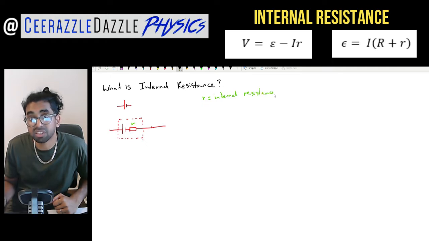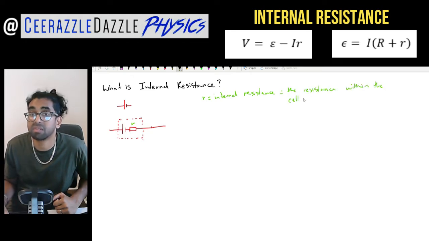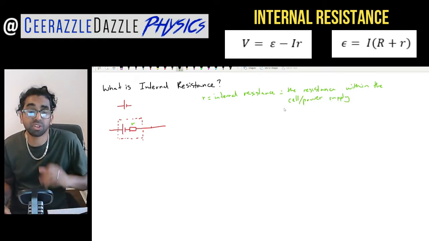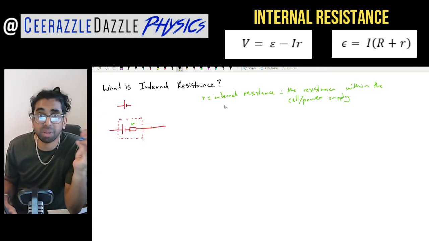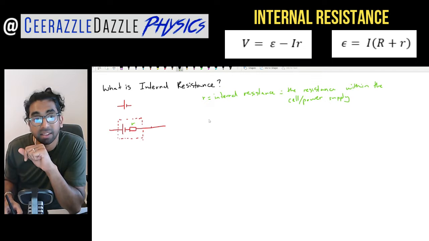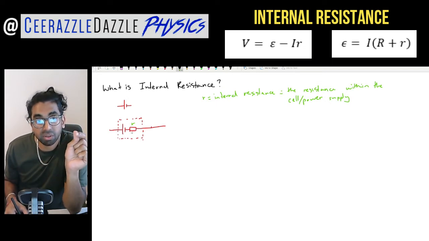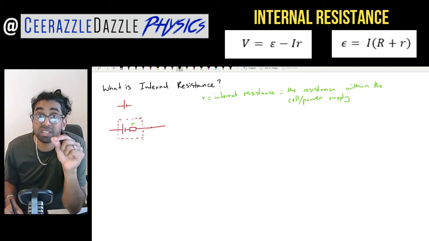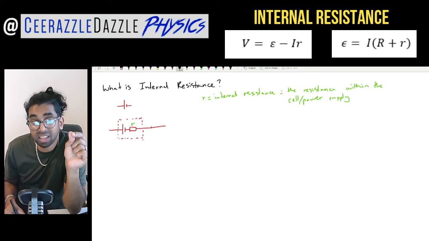The internal resistance is the resistance within the cell or power supply. There we go, guys. This is a nice simple definition for now. Later on we'll be talking about it in a bit more detail, and I'll give a better explanation. So the internal resistance of a cell: we can see that there is a cell over here, and there is an internal resistance within it, right next to it.